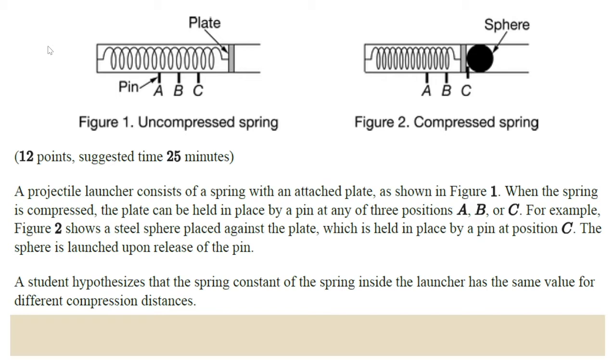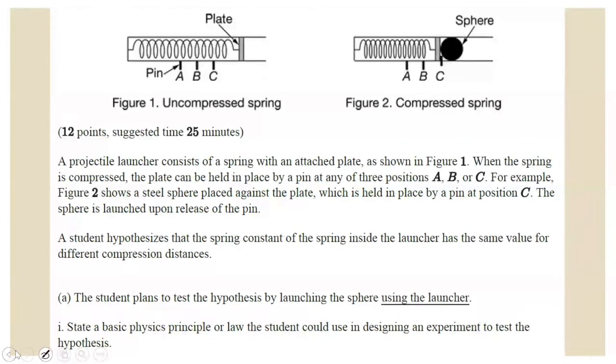A student hypothesizes that the spring constant of the spring inside the launcher has the same value for different compression distances. Now, the first part of the question says the student plans to test the hypothesis by launching the sphere. Notice there it says using the launcher. Now, there's a reason why they underlined this here, using the launcher. You are not supposed to use any other method for determining the spring constant that doesn't really involve the sphere being launched. The way that they want you to measure the spring constant has to involve the sphere being launched.